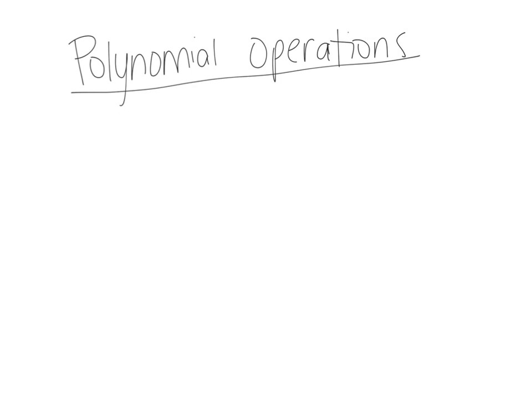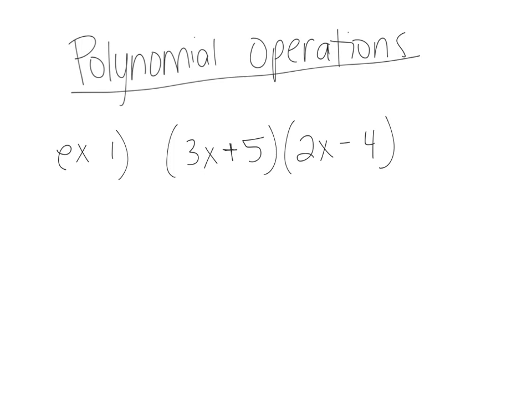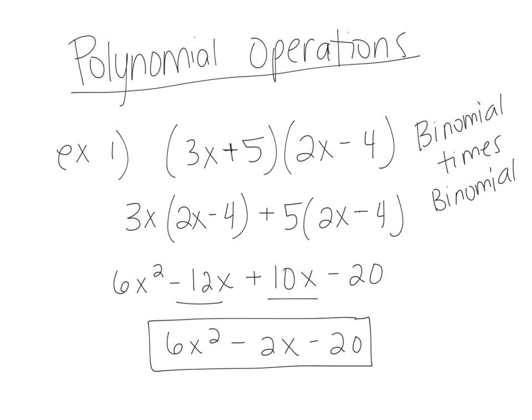So in other words, we've done, let's say, 3x plus 5 times 2x minus 4. Okay, pause the video, take a second and work that one and see if we get the same thing. Alright, so is this what you got? I hope so. So this is a binomial times a binomial.